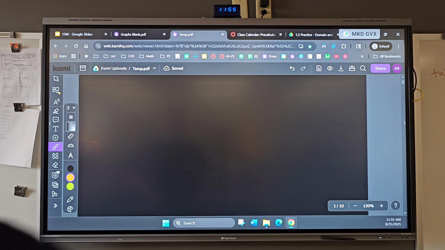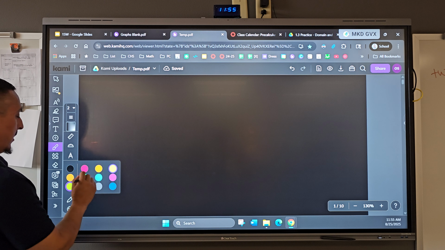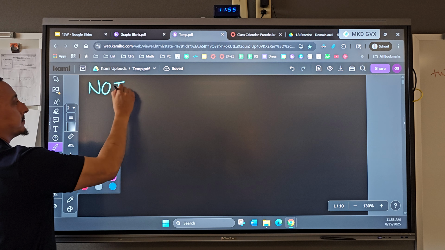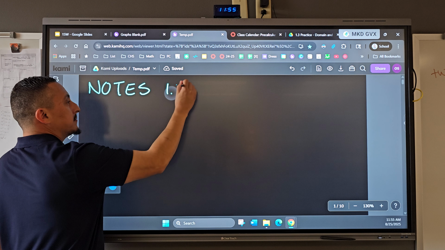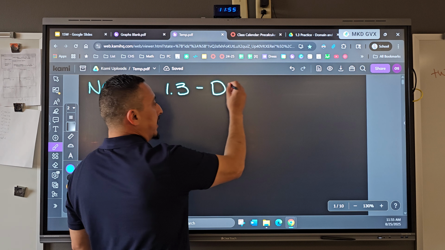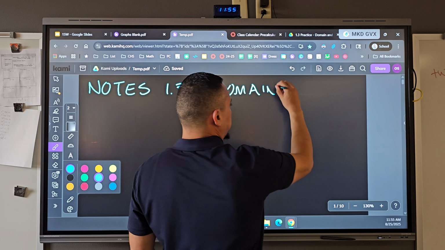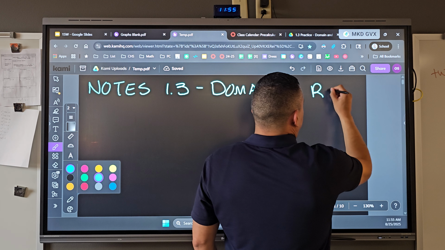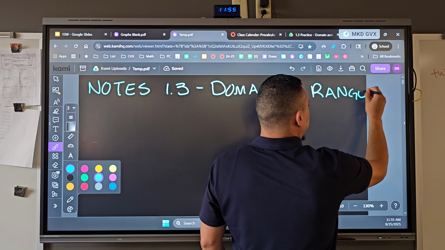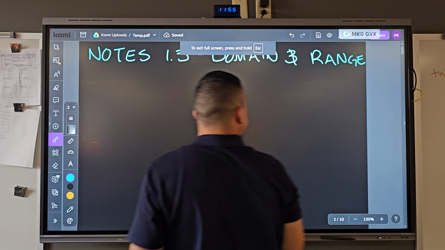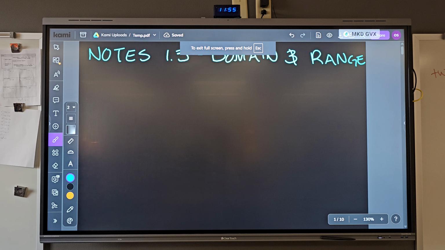Progress. So this is notes 1-3, called the domain and range. You guys have been doing domain and range a long time. Okay, it's not new. Probably 8th grade, 7th grade.